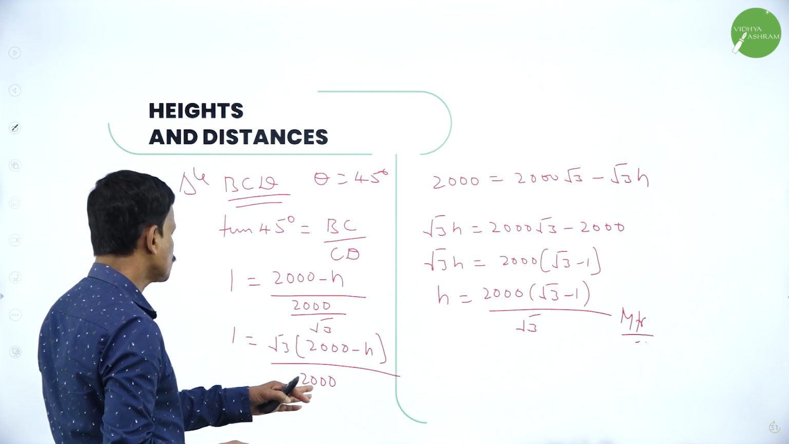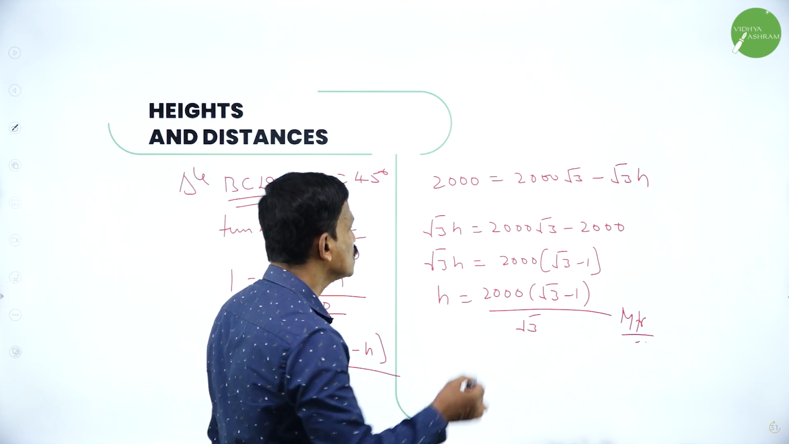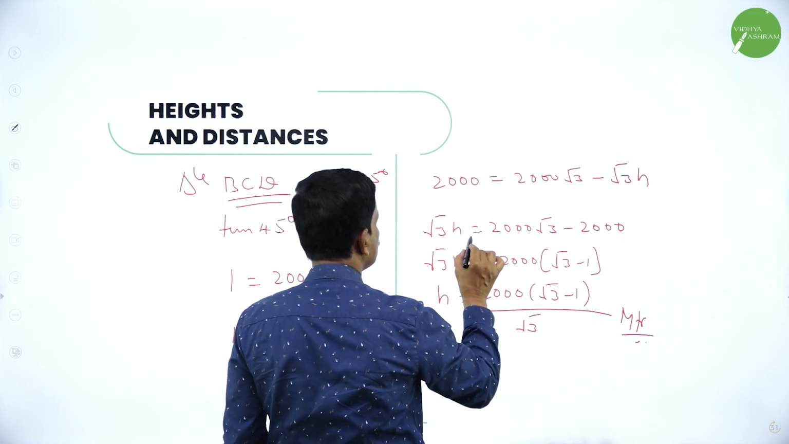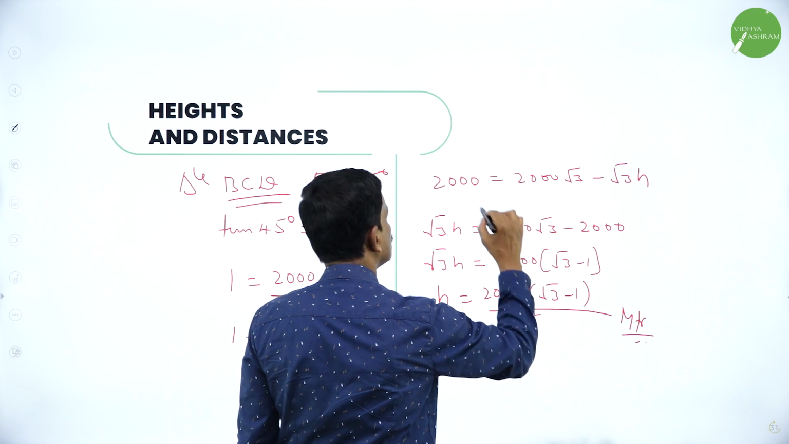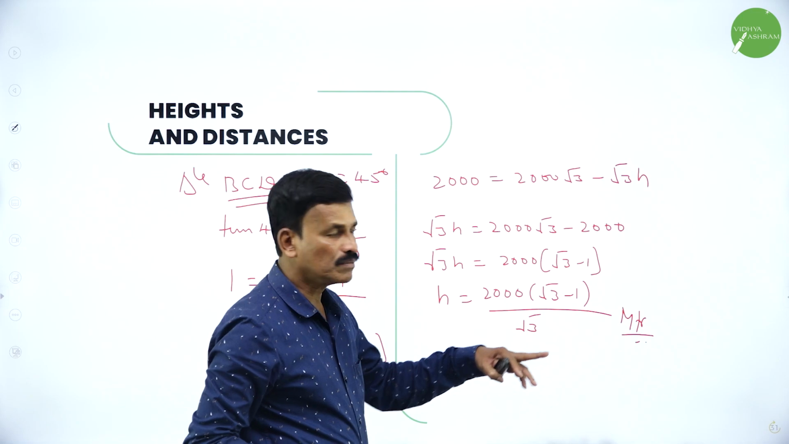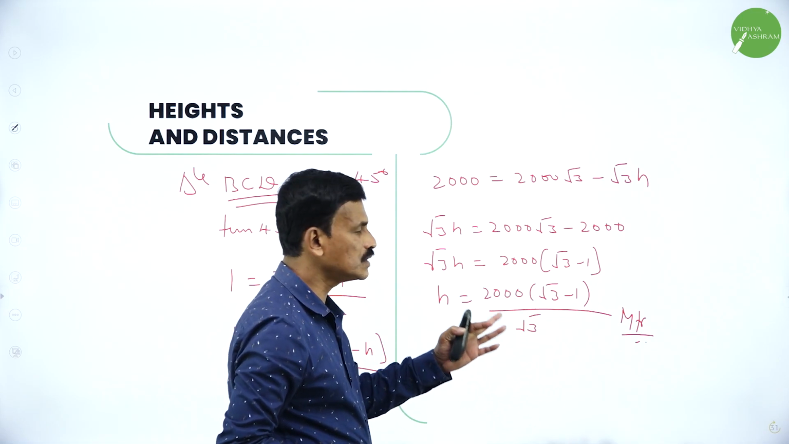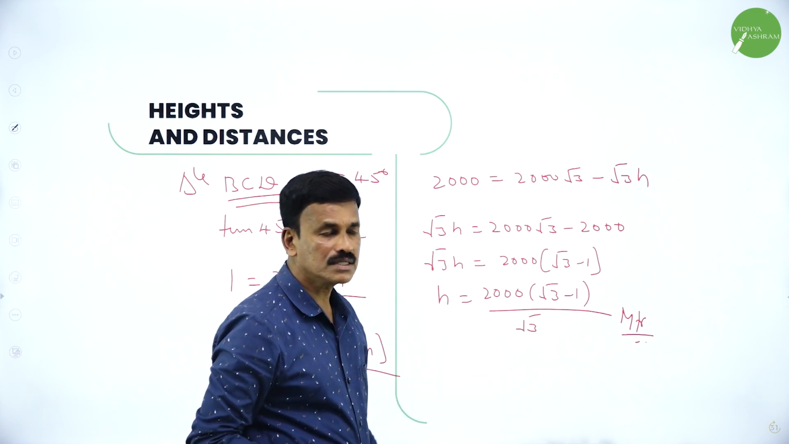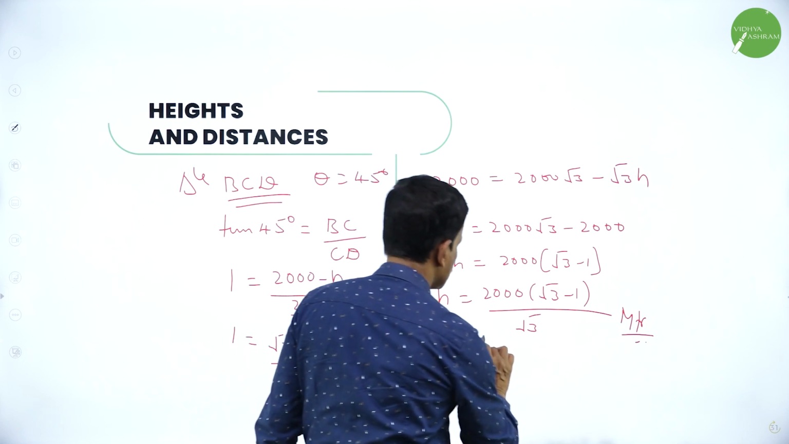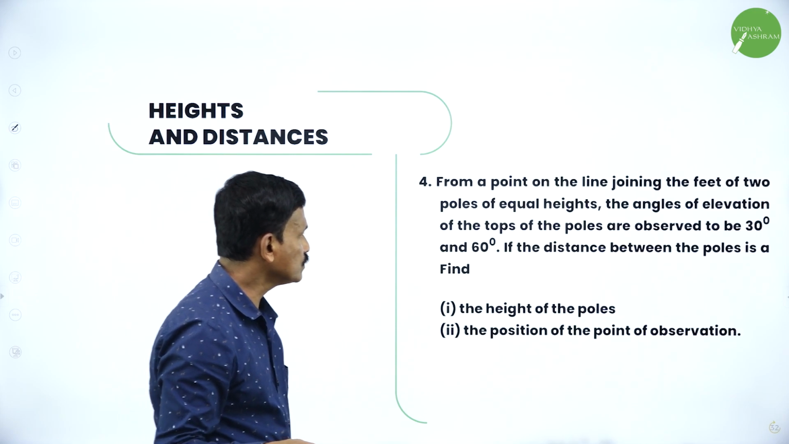You will get 2000 into 1 is 2000, equal to 2000 root 3 minus root 3 h. Transferring minus root 3 h to the left hand side, it becomes plus root 3 h is equal to 2000 root 3 minus 2000. You can take 2000 common factor, 2000 into root 3 minus 1. Therefore, h is equal to 2000 into root 3 minus 1 by root 3. If you want, you can simplify using the calculator. Just put the value of root 3 and simplify, you will get the answer also. Otherwise, you can stop here itself. This is the required answer. Hope you followed. Now, move on to the next problem.